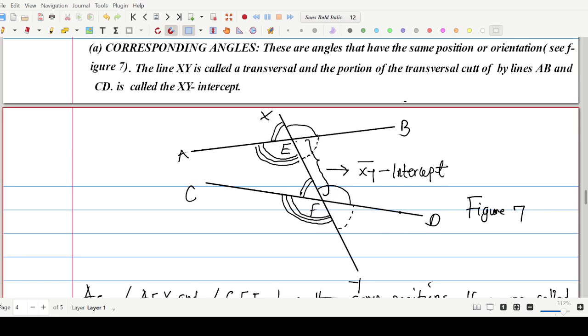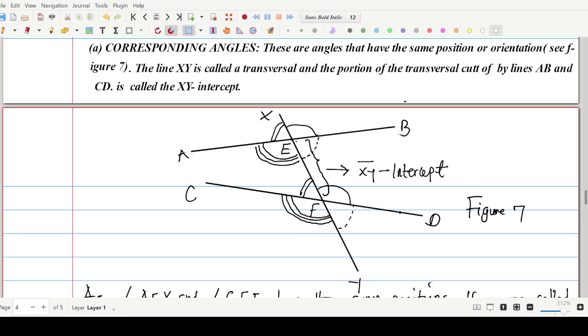And if you observe this transversal, a portion of it is captured by the cutting lines AB and CD. The portion EF, can you see the portion EF? Look at it here. That portion is called the XY intercept. We shall look at that in detail in this course. So what is an intercept? An intercept is a portion of a transversal that is captured by two other lines. So we call that an intercept.